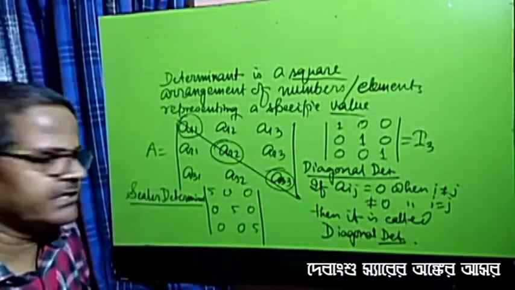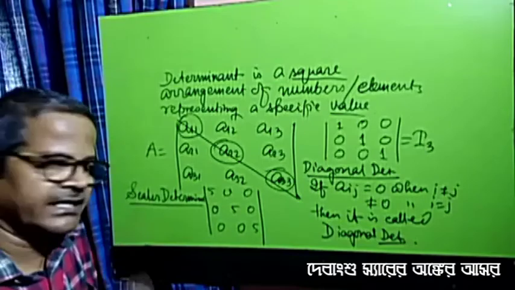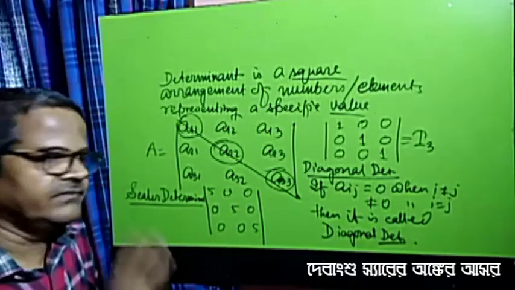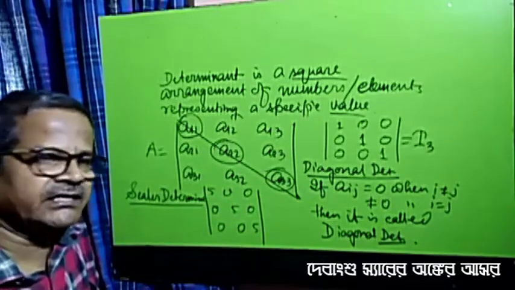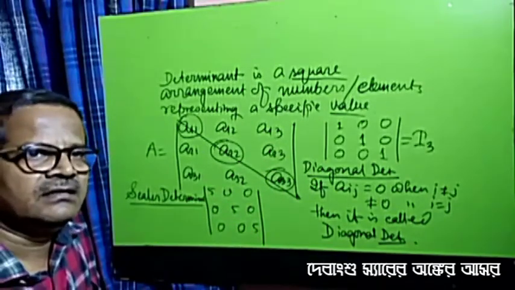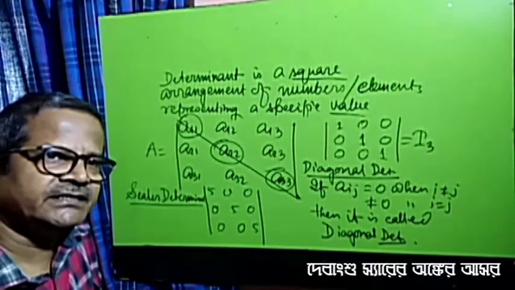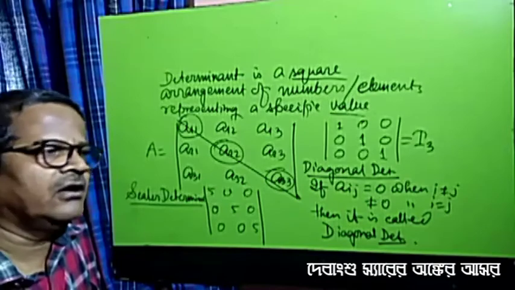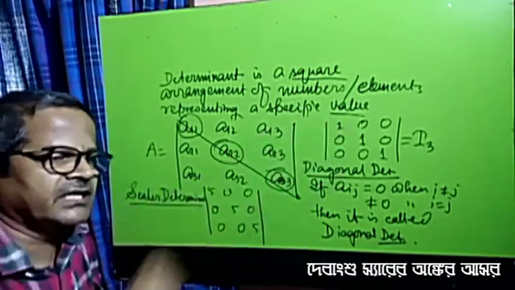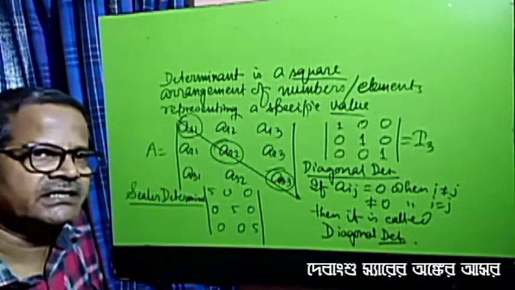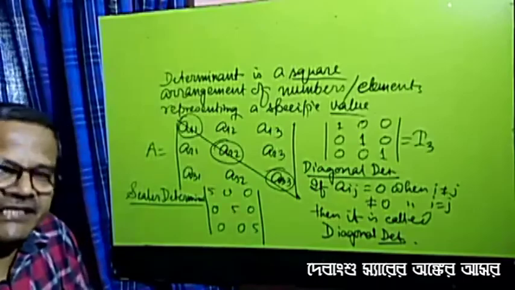A special type of diagonal determinant whose diagonal elements are all equal is called a scalar determinant. Very few use it. And when the value of the diagonal elements is 1, all the values are 1, then it is called an identity determinant or unit determinant of that order. Since it is of third order, it is denoted by I3. For second order, it is called I2. For 10th order, it is called I10.